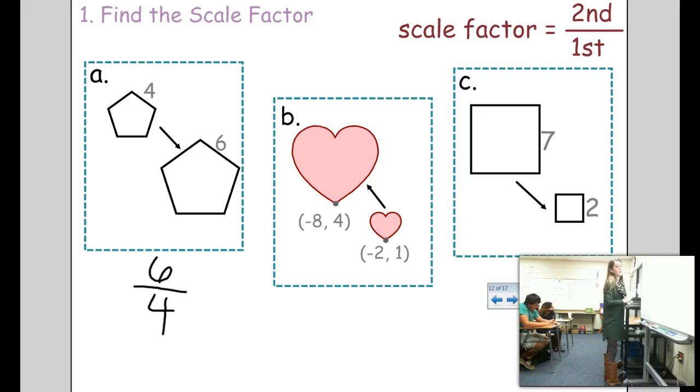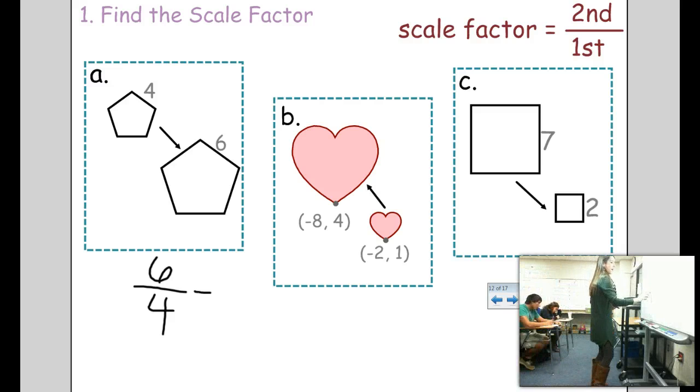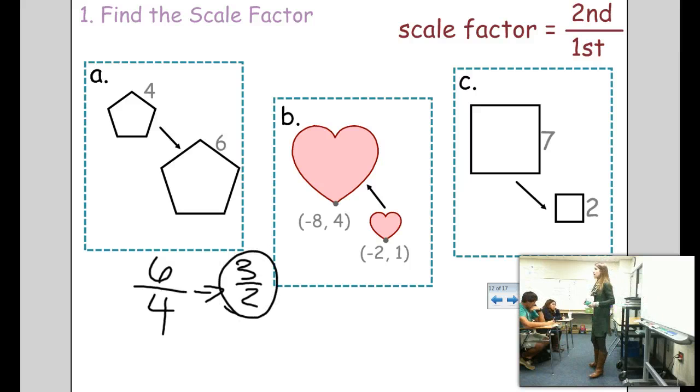Second over first. And we would never in a million years ever leave our answer unsimplified. So you can either simplify that in your head or you can go to your calculator and do 6 divided by 4, math, enter, enter. If you are not excited about simplifying this in your head. But either way you're going to get 3 over 2. 3 halves. So the answer to A is 3 halves.